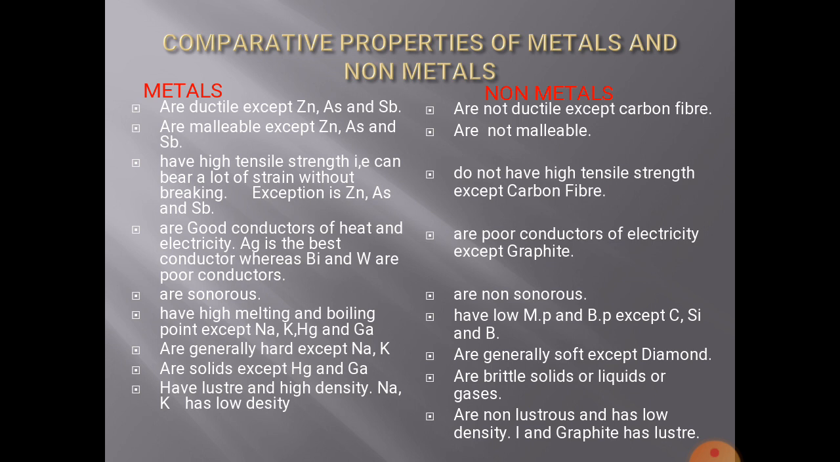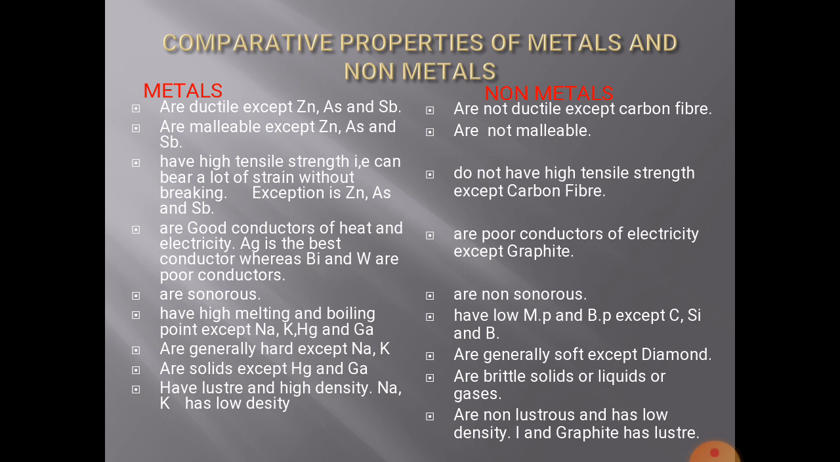Let us know the difference between metals and non-metals. First property is ductility. Ductility means to draw metals into very thin wires. We have wires in our house. All these wires invariably are metals. So metals normally are ductile, non-metals are non-ductile. But there are exceptions in metals also, in non-metals also. Metal exceptions are zinc, arsenic, antimony. They are not ductile. Non-metal exception will be carbon fiber.